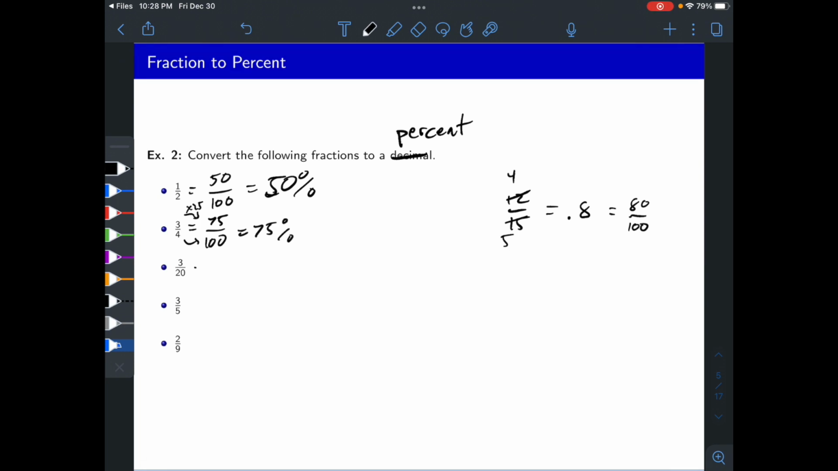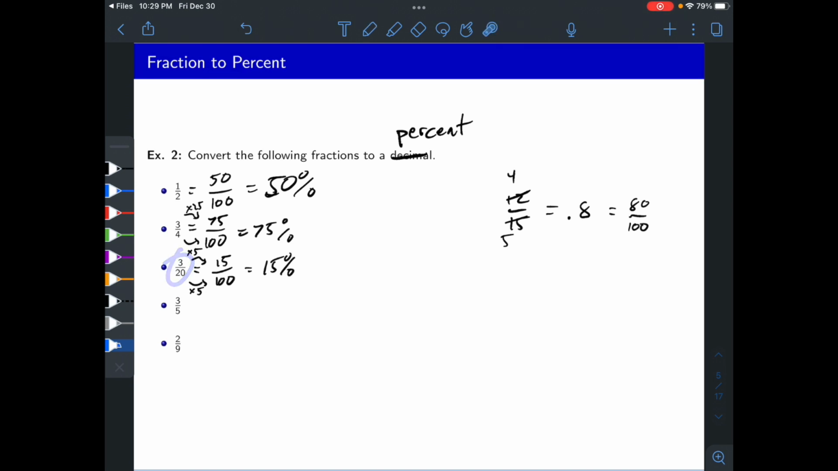All right, 3 out of 20. I want to multiply my denominator by 5 to get that to be out of 100. So multiplying my numerator by 5 gives me 15 out of 100. So this would be 15%.